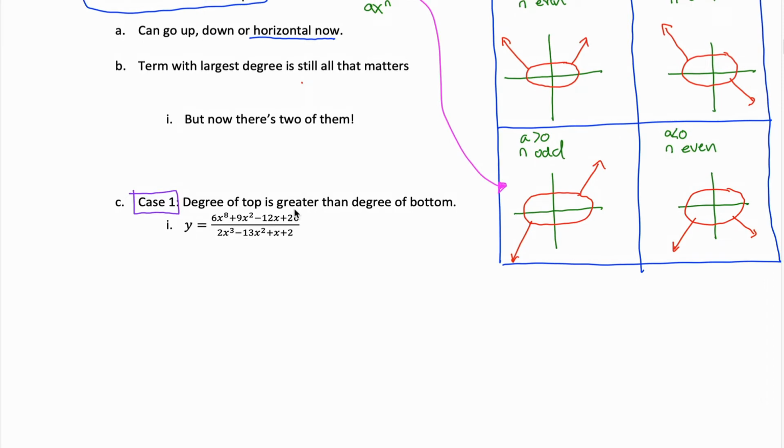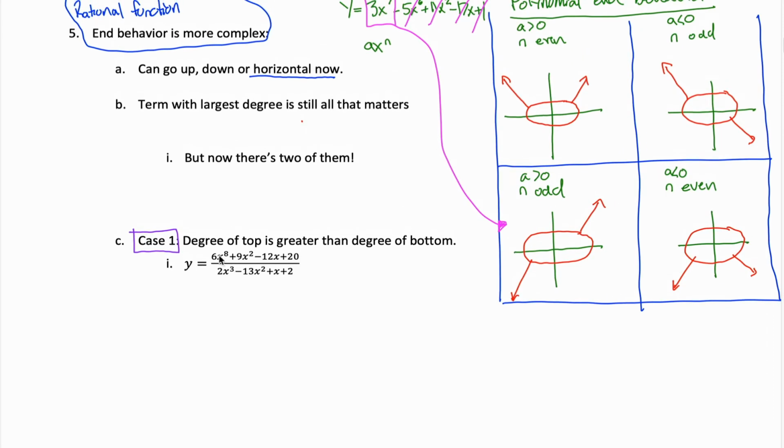So in this rational function, if you focus on the polynomial in the numerator, it's an 8th degree polynomial because of this 8. And if you look at the polynomial in the denominator, it's a 3rd degree polynomial because of this 3. 8 is bigger than 3, so the degree of the top is greater than the degree of the bottom.